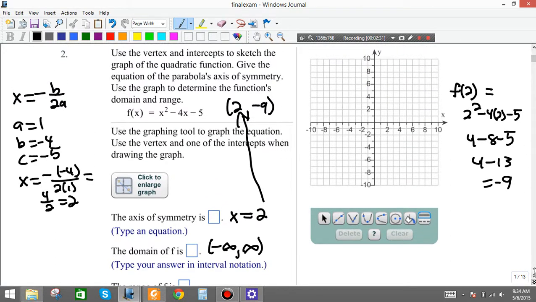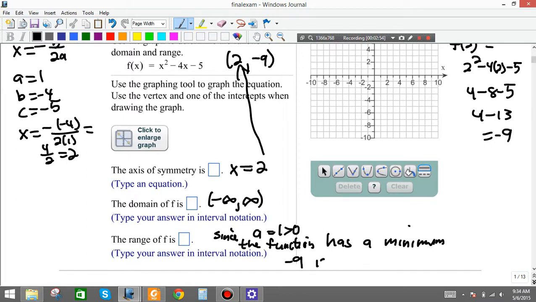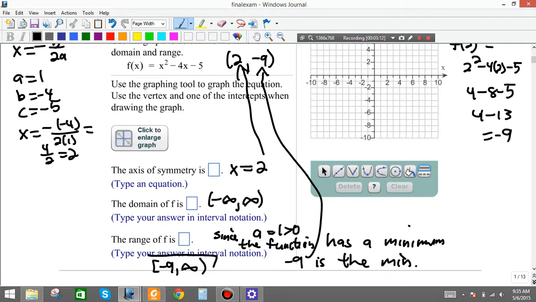So in order to do the range, we need two things. Since a is 1 and is positive, the function has a minimum. And negative 9 is the minimum. Again, that's that negative 9. So that means that the range is minus 9 to infinity. That's the answer to this question.